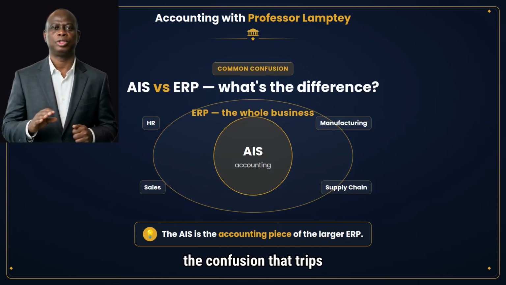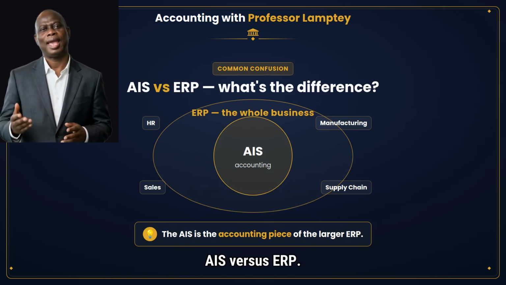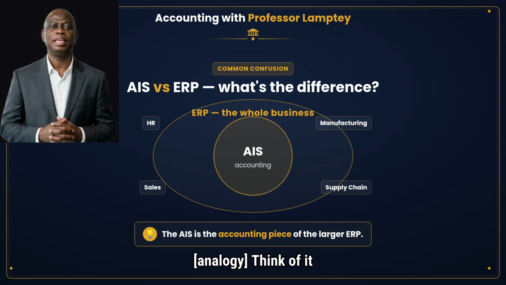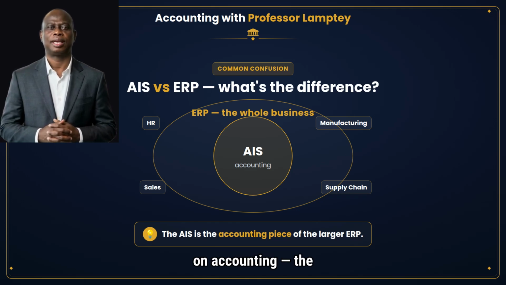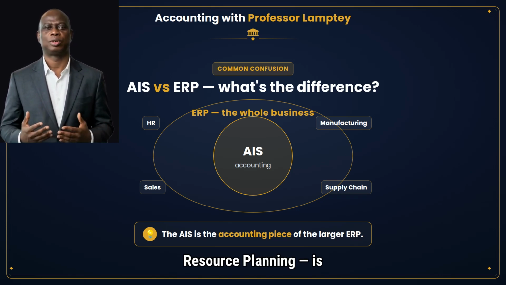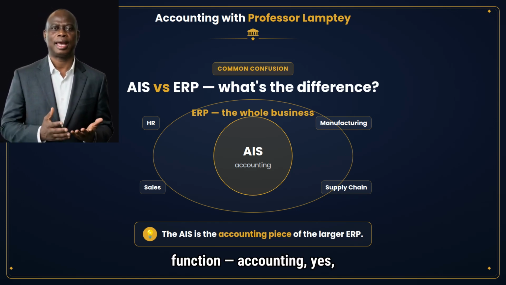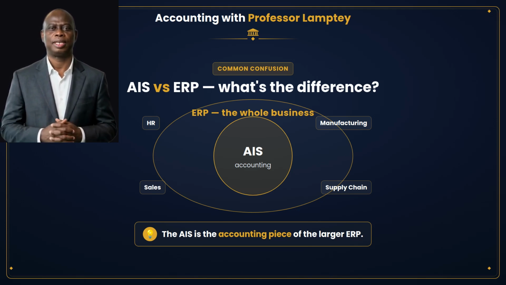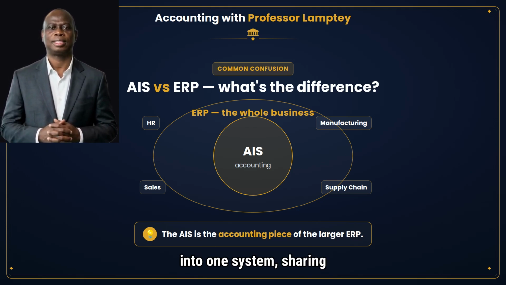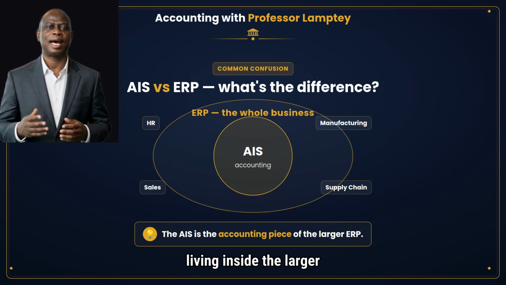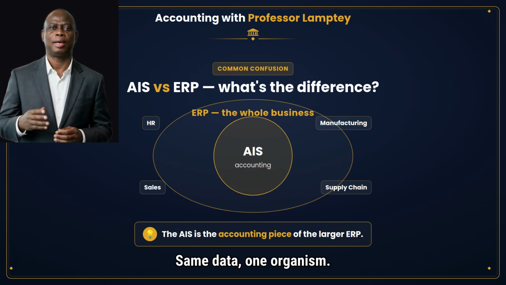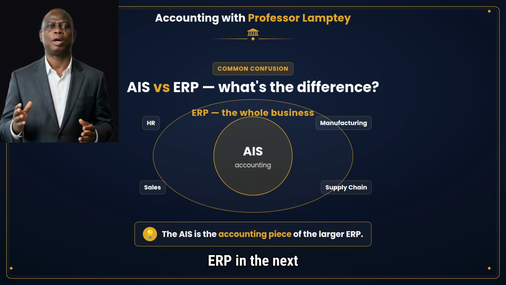Now let's clear up the confusion that trips up almost every student: AIS versus ERP. Think of it this way. The AIS is focused on accounting, the financial heartbeat of the company. And ERP, Enterprise Resource Planning, is the whole body. It connects every major function: accounting, yes, but also HR, manufacturing, supply chain, sales, into one system, sharing one database. So the cleanest way to say it, your accounting information system is the accounting piece, living inside the larger ERP. Same data, one organism. We'll open up that ERP in the next video.